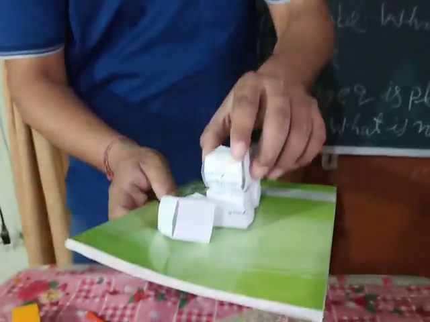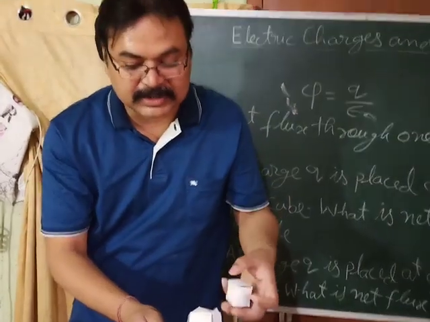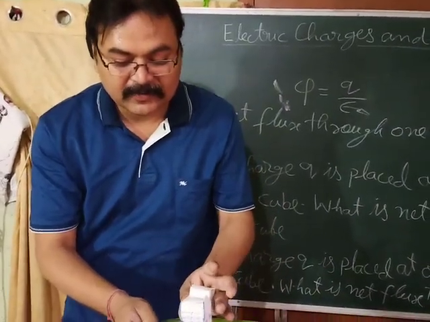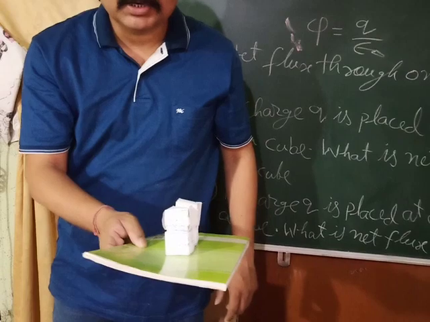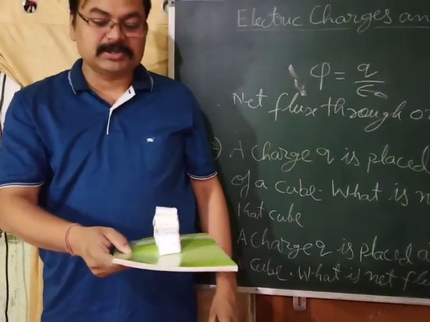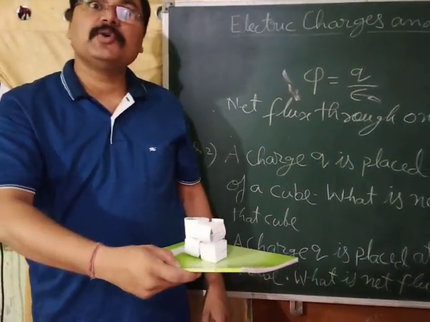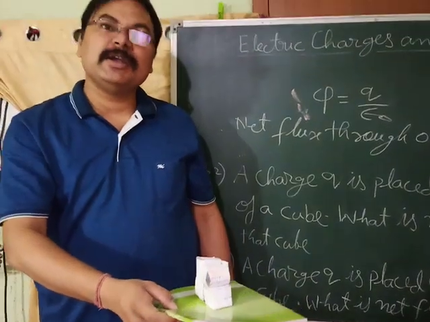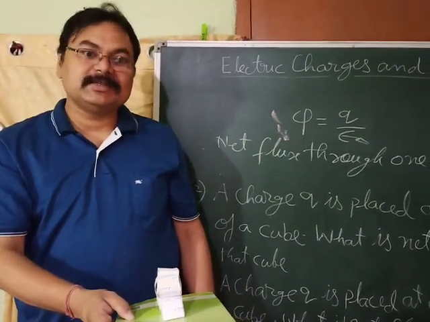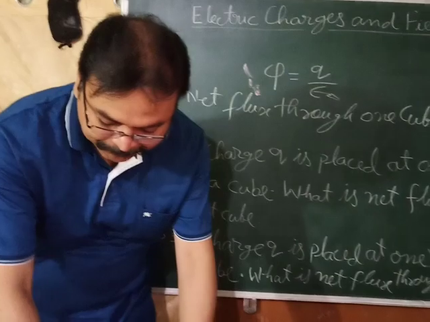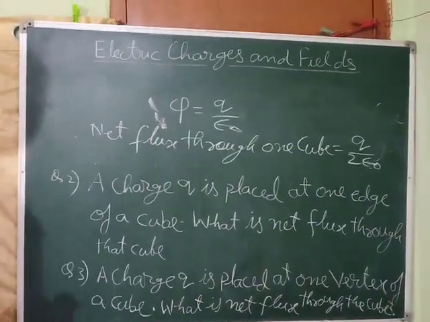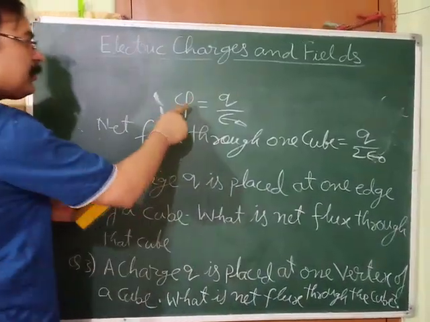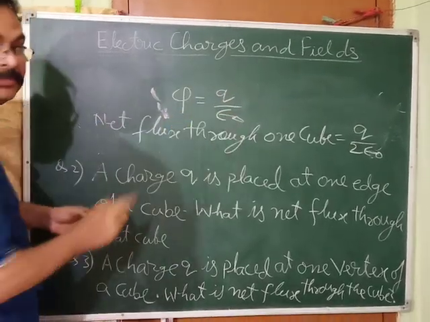So it is not appearing. That means how many cubes are we utilizing to close this completely? We are utilizing 4 cubes to completely enclose this charge. As we are utilizing 4 cubes, according to the Gauss law, what is the net flux through the 4 cubes? It should be again phi is equal to q by epsilon naught.